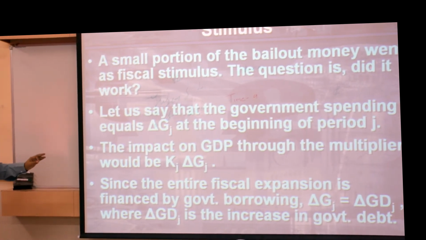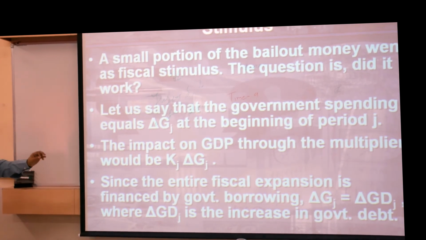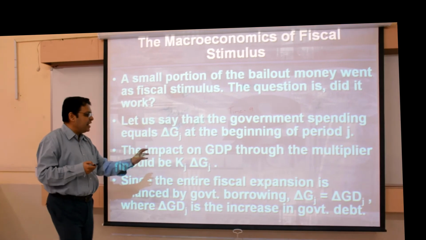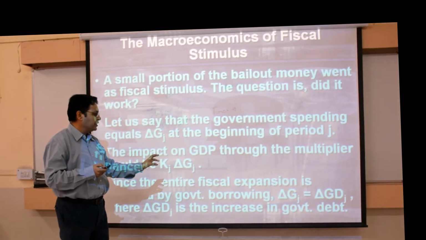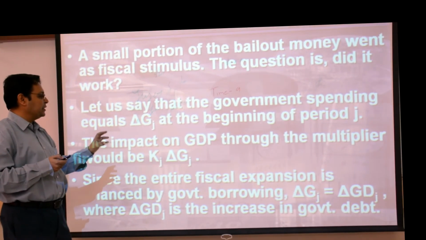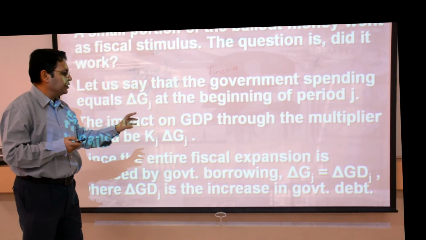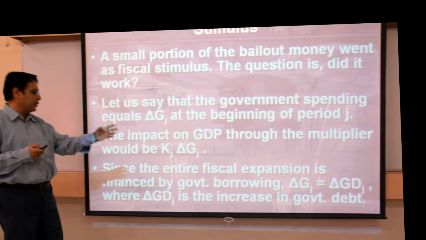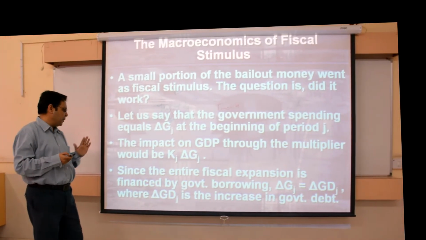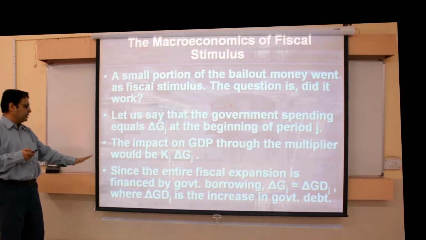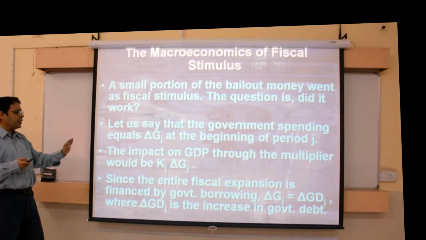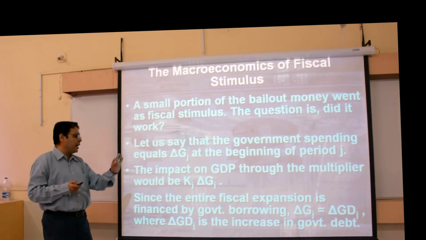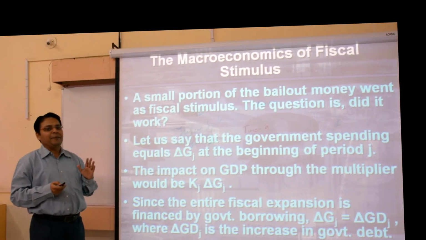Now, since the entire fiscal expansion is financed by government borrowing, we can safely say that this change in government expenditure, which is delta G, is equal to delta GD, because the entire fiscal expansion is financed by government borrowing. So this delta GD reflects the increase in government debt, and the entire government debt is going into financing the fiscal expansion.